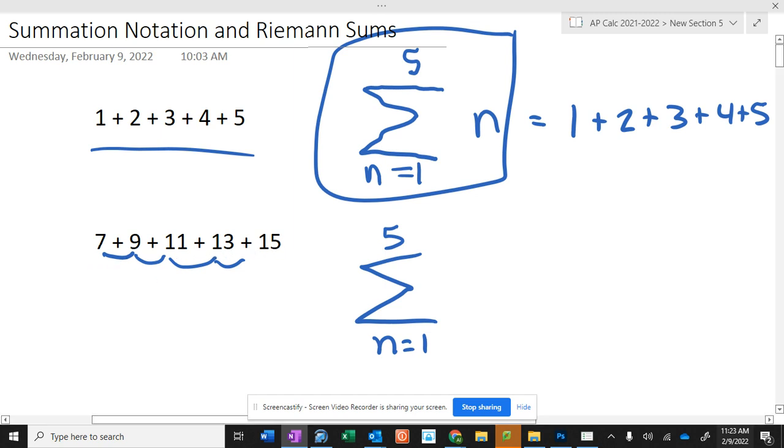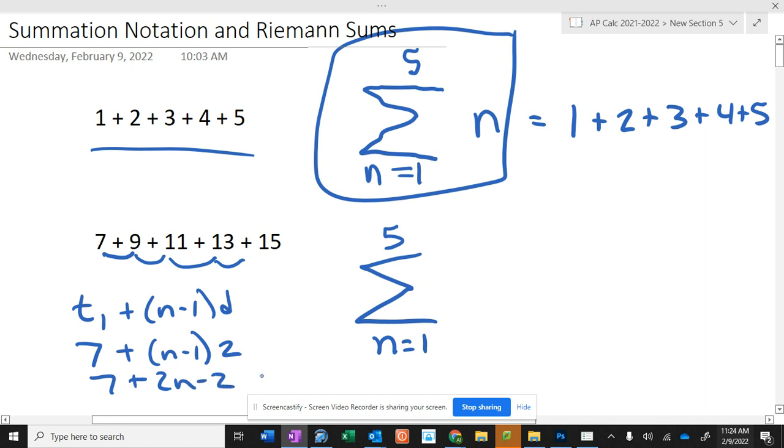Well, this comes from an arithmetic sum. If you remember arithmetic sums, there's t sub 1 plus n minus 1 times the common difference. What's my first term? 7 plus n minus 1. What's my common difference? 2. So if I do the math, 7 plus 2n minus 2 is 5 plus 2n.